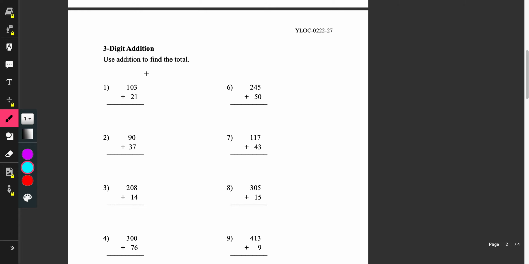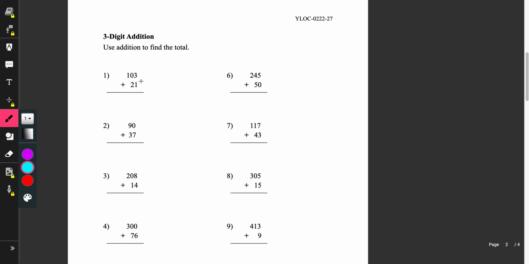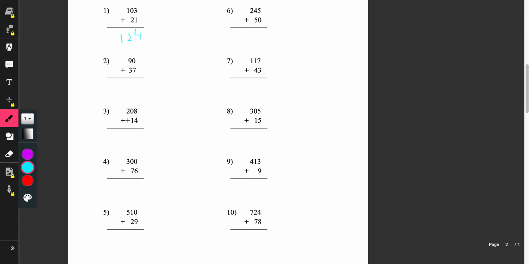It says use addition to find the total. So let's do number 1, 103 plus 21. So 3 plus 1, that would be 4. 0 plus 2, 2, and it'll be 124. Let's do number 3, 208 plus 14. So 8 plus 4, that would be 12, but we've got to move it over, and that's going to be 2. 1 plus 0 plus 1, that would be 2, and 2, 2, 2. The answer would be 222.